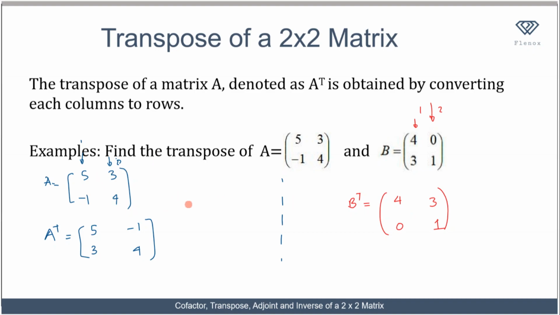So to find the transpose of a matrix, you just write out the columns as rows. Column 1 becomes row 1, column 2 becomes row 2, and so on.